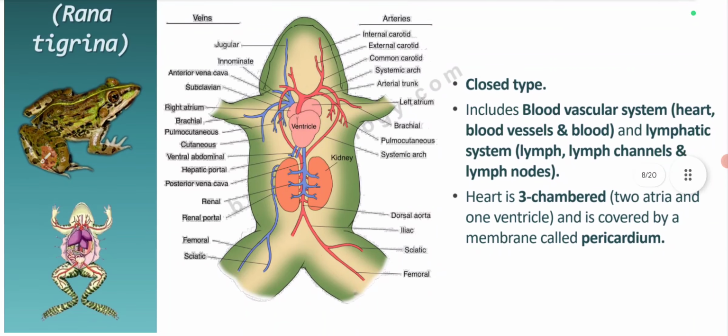Circulatory system, it is also closed type like us. It includes the blood vascular system, heart, blood vessels and blood, and the lymphatic system, lymph channels and lymph nodes. Heart is three-chambered, 2 atria and 1 ventricle, and is covered by a membrane called pericardium.